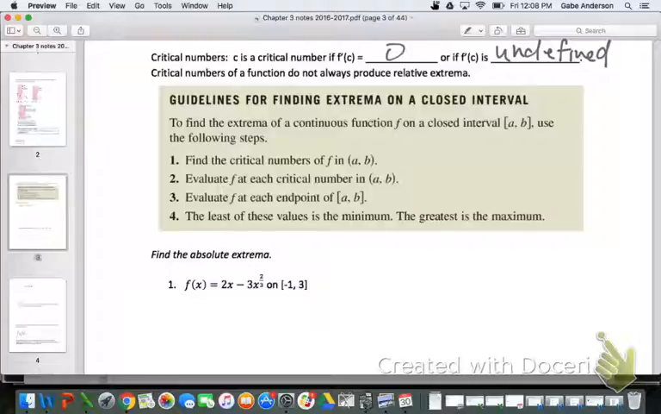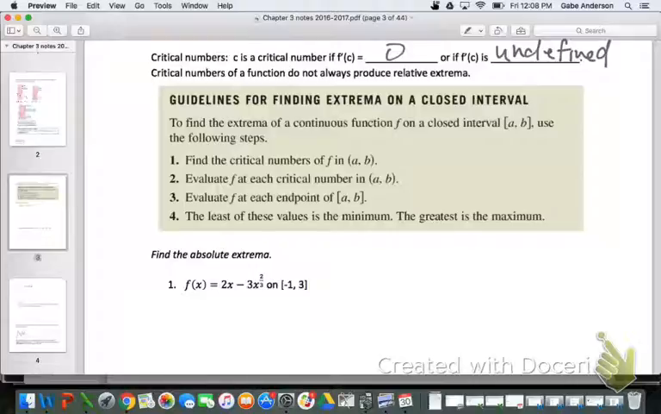I want to give you a broad perspective of why we want to do this, or why we want to narrow our candidates down. So the guidelines are pretty simple. It says, find the critical numbers of f, we'll work on that. Evaluate f at each critical number, evaluate f at each endpoint, and then the least of these is the min, the greatest is the max. The last sentence probably makes a lot of sense, right? But let's think this through.